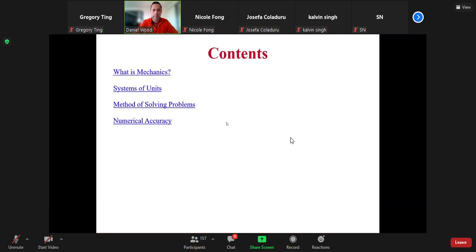Okay, so just remember that we're trying to extract some very important principles out of this. This is what we're going to be covering in today's lecture. So what is mechanics? Systems of units, and that'll be my first introduction for you into Excel. Very basic. You guys might be already well aware of this. I don't care. I'm going to teach it to you anyway, because I'm going to treat you like you know nothing.